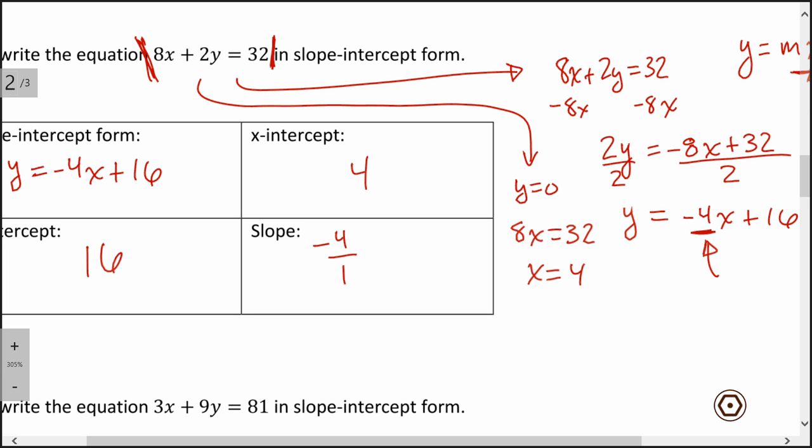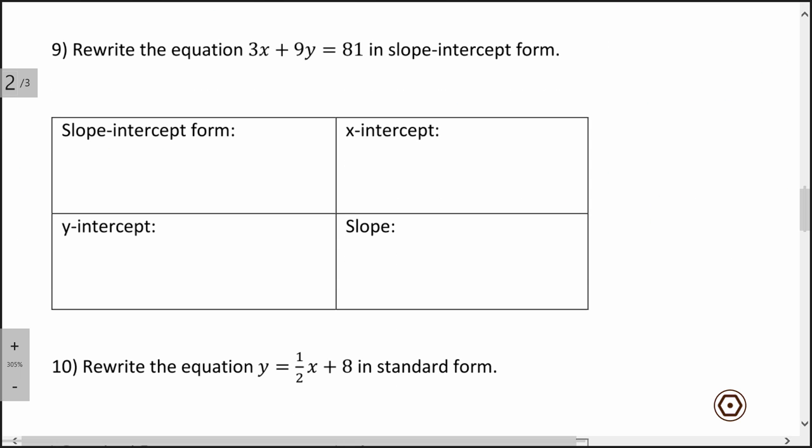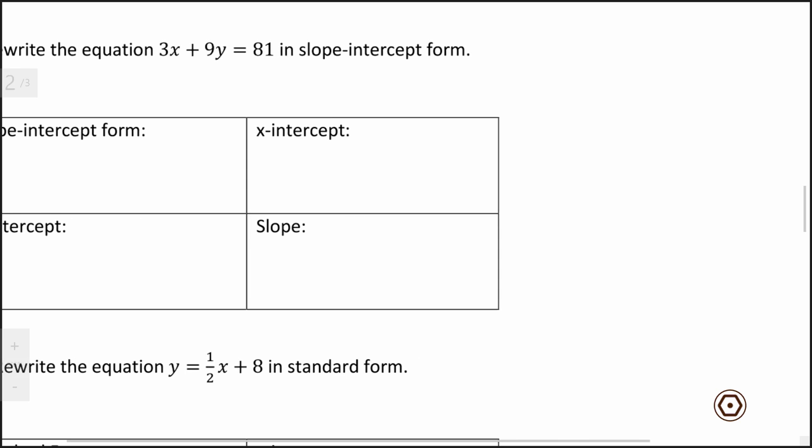Let's see if we can do this a lot quicker without so much talking, Mr. Roberts. By the way, great point right here. Pause the video and try this. Yeah, pause the video and try it. Okay, so you're done pausing the video. Now we're going to quickly check this.